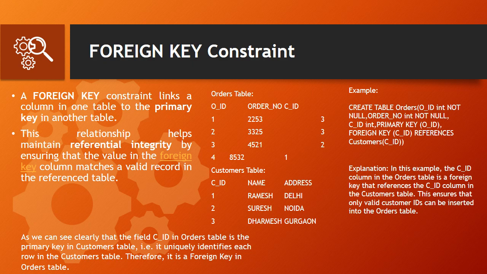So, CREATE TABLE orders (order ID INT NOT NULL, order number INT NOT NULL, CID, with order ID as the primary key. So the FOREIGN KEY (CID) REFERENCES customers (CID). The CID column in the orders table is a foreign key that references the CID column in the customers table. This ensures only a valid customer ID can be inserted.